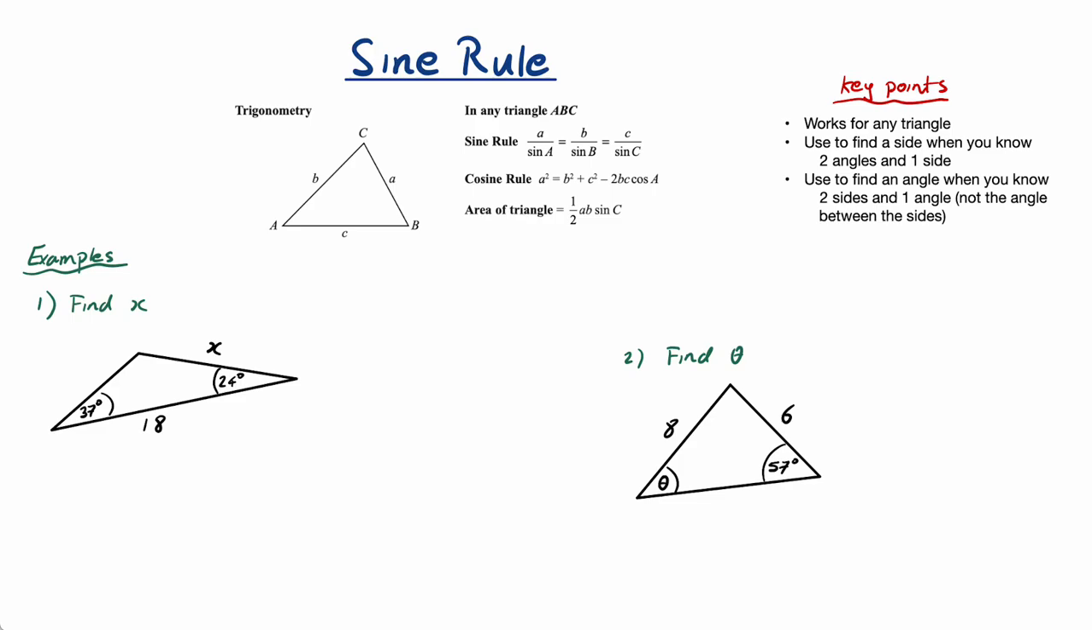Hi guys, okay, we are going to do the sine rule, and good news, it's in the formula booklet. This is in the formula sheet at the front. It says sine rule is a over sine A equals b over sine B, which equals c over sine C.